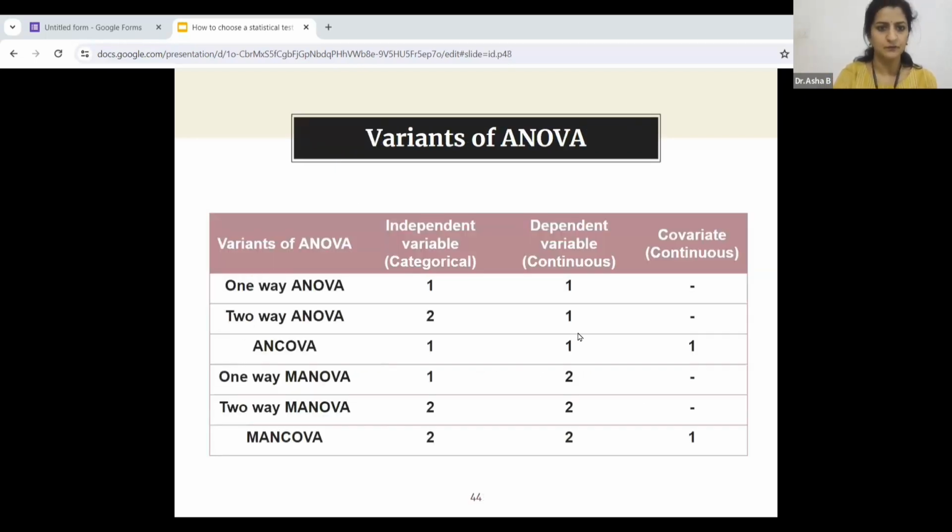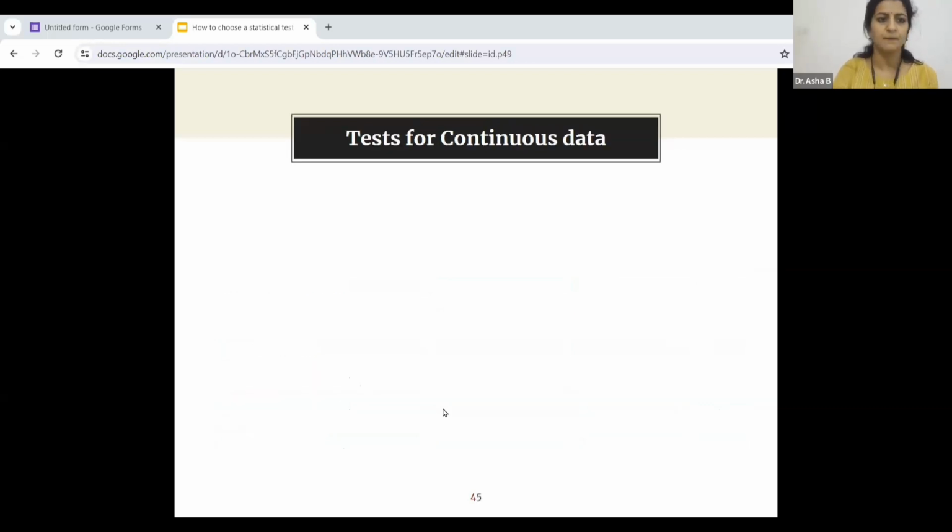There are again different variants of ANOVA based on the number and type of dependent and independent variables and also the presence of a covariate. We have seen one-way ANOVA and two-way ANOVA, and we have ANCOVA and MANCOVA if there is a covariate, and usually that covariate will be continuous in nature. We also have one-way MANOVA and two-way MANOVA, depending on the number of dependent variables. In one-way and two-way ANOVA, the dependent variable was only one. If we have two dependent variables, then it is called MANOVA, and one-way or two-way MANOVA depending on how many independent variables we have.